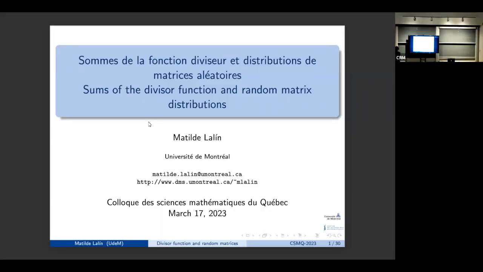It's my pleasure to introduce today's speaker, Matilde Lalín from Université de Montréal. Matilde got her PhD at the University of Texas at Austin. Then she had several postdoctoral positions, such as the Riemann Mathematical Institute Gift of Fellowship and the PIMS Postdoctoral Fellowship in Vancouver. Then she got a tenure track at the University of Alberta, before finally moving here to Montreal. She has won several prizes and awards, such as the Krieger-Nelson Prize of the CMS, and she is a fellow both of the American Mathematical Society and of the Canadian Mathematical Society. And today she's going to talk about sums of the divisor function and random matrix distribution.